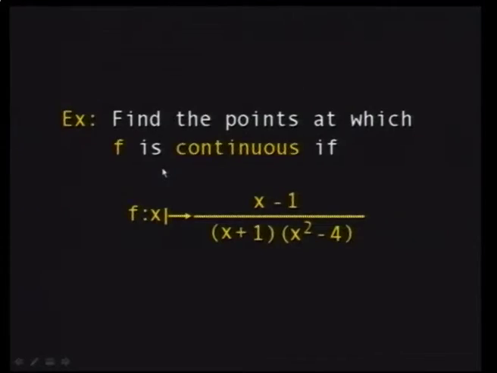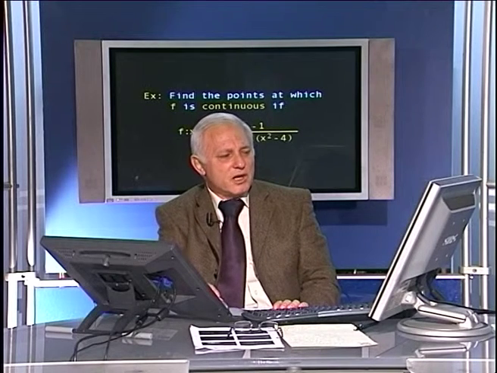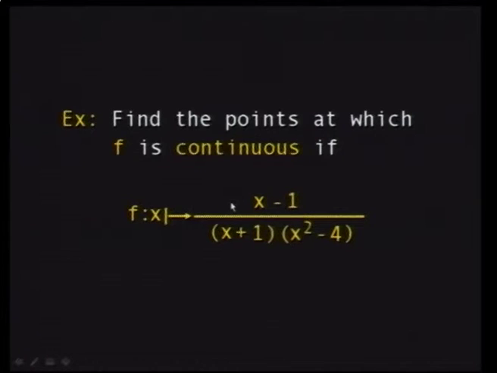Find the points at which f is continuous, if f maps x into (x minus 1) divided by (x plus 1). This is a rational function, and you can apply directly the result before. It's easy because directly here you see that it's continuous on R, because it's the quotient of two polynomials.